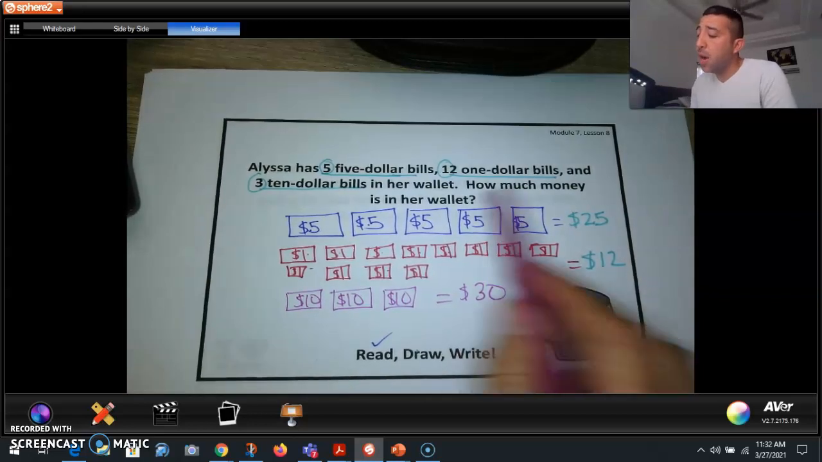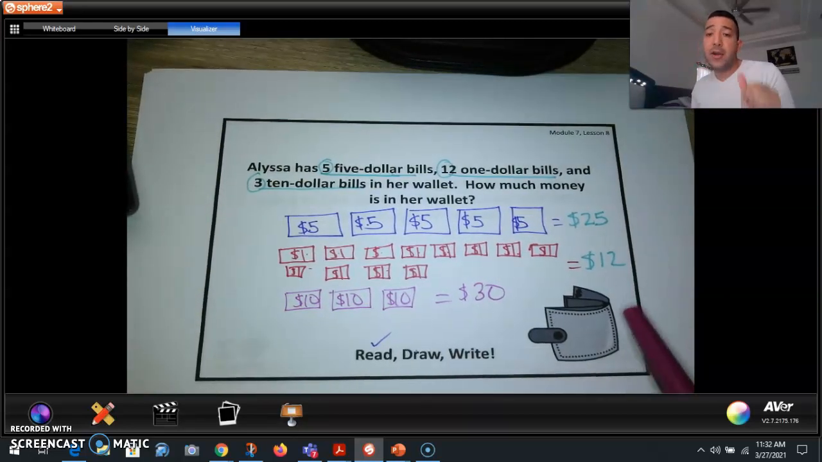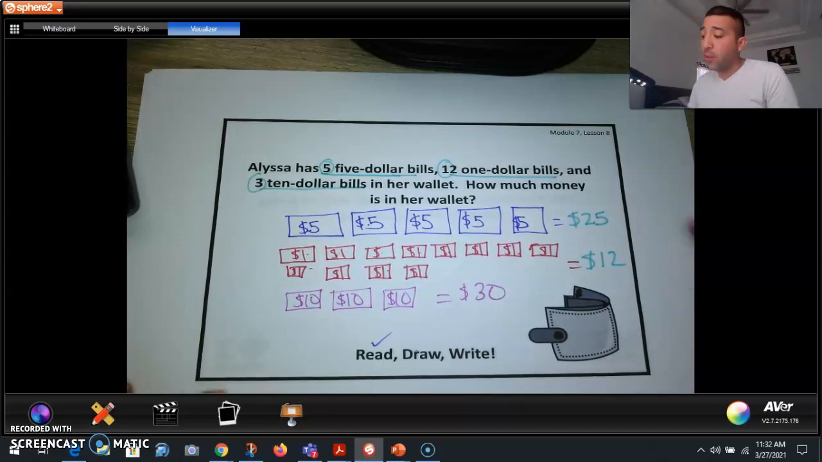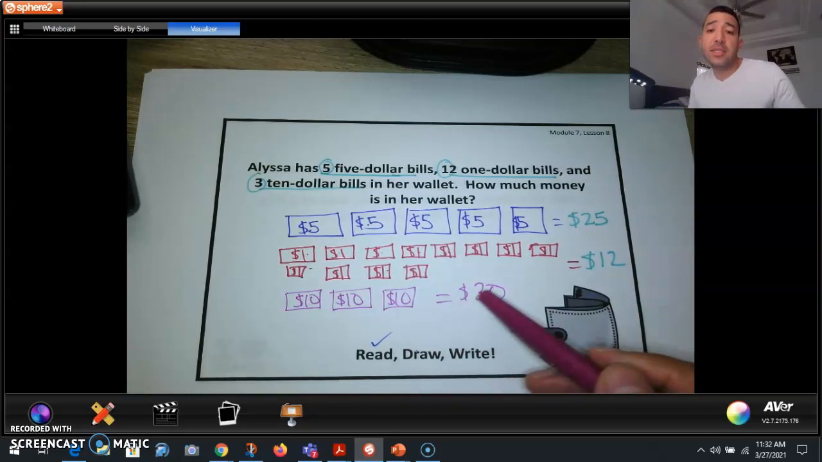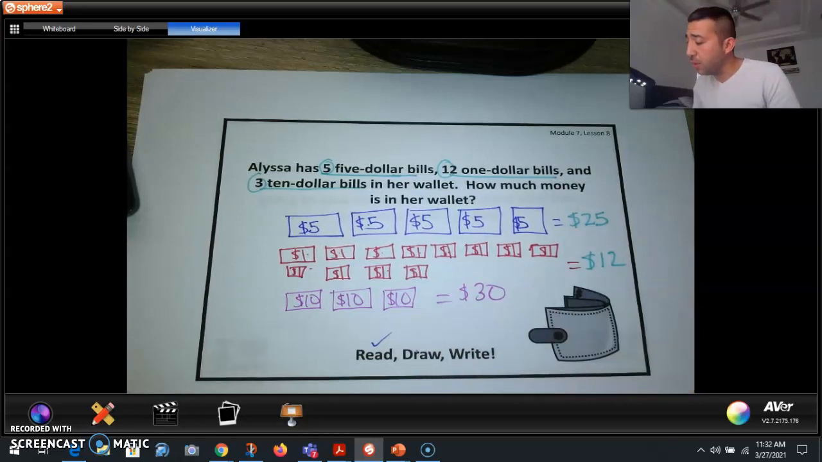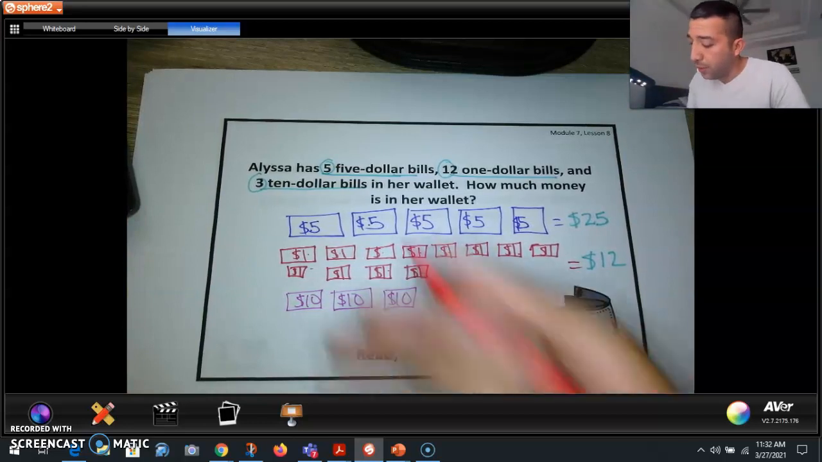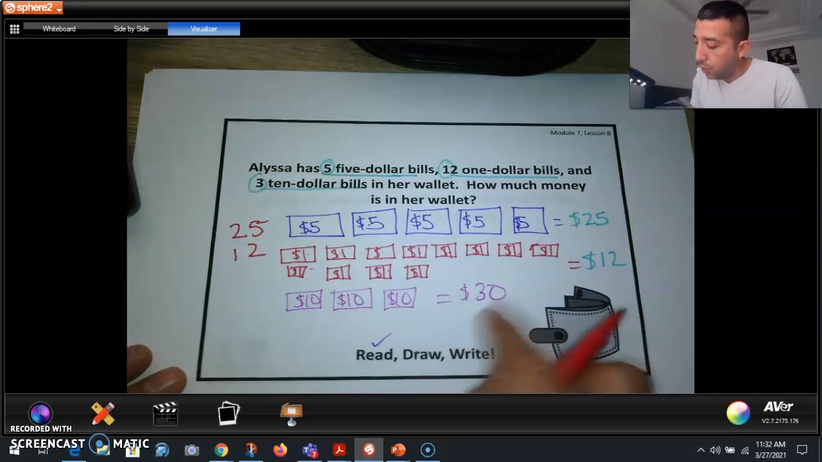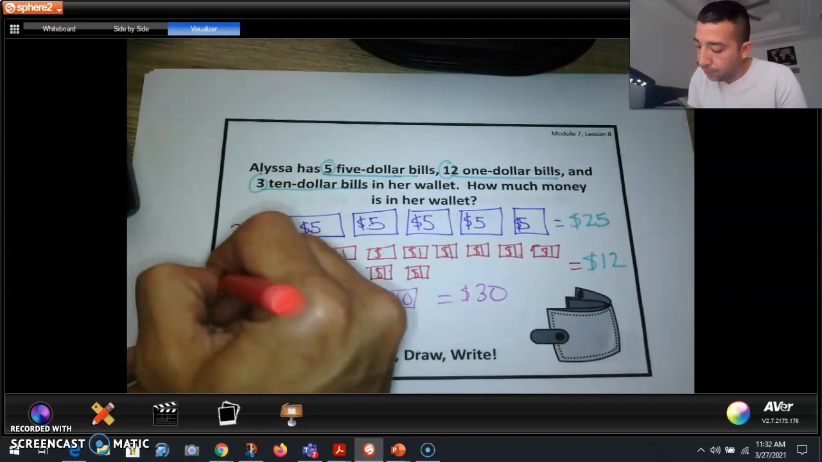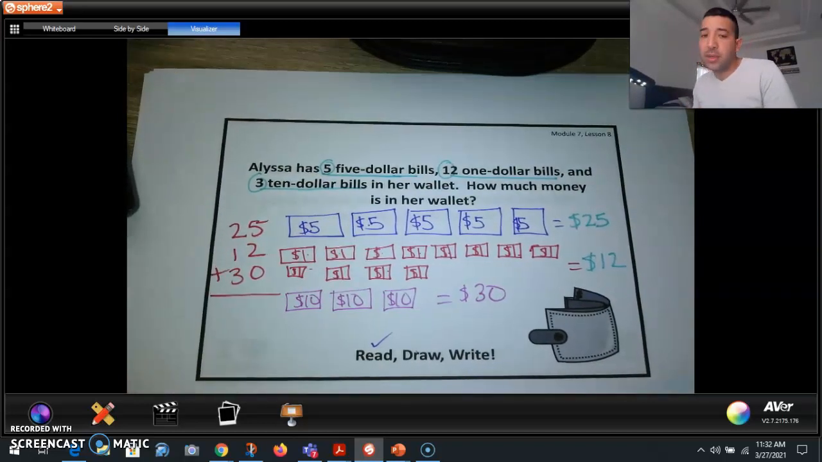Okay, now how much money is in her wallet? So we know that we have $25 for the $5 bills. We have $12 for the 12 $1 bills. And we also have three $10 bills, and that's $30. So let me go ahead and add those numbers. So 25, let me work the problem on the side. 25 plus 12 plus 30.